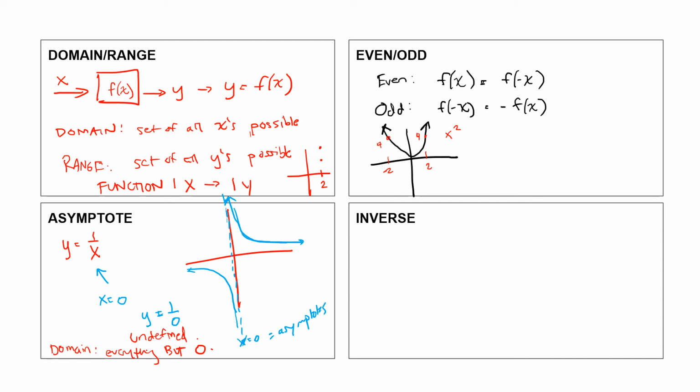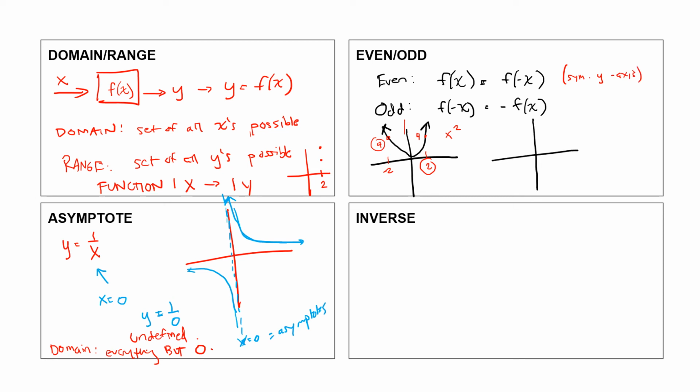Because f of 2 is equal to 4, which is the same as f of negative 2, and that's still 4. A common property, looking at it from a graphical standpoint, is that we have symmetry in the y-axis. So we can note that: symmetry, y-axis.